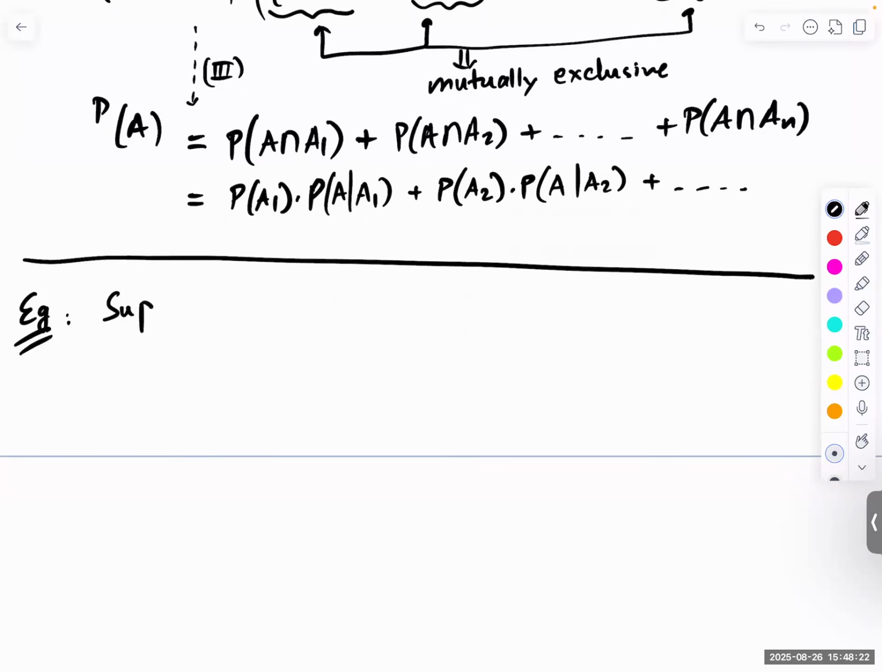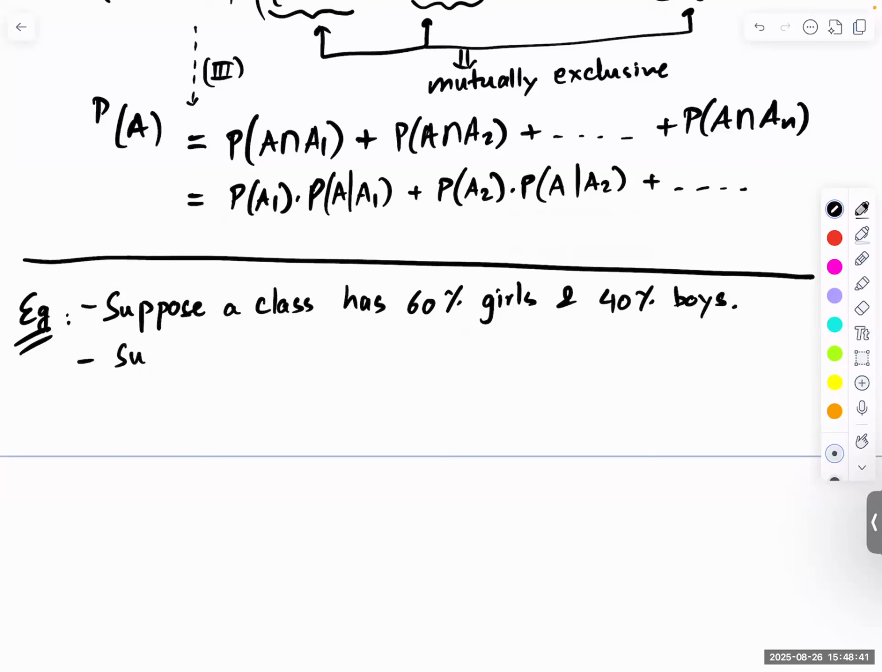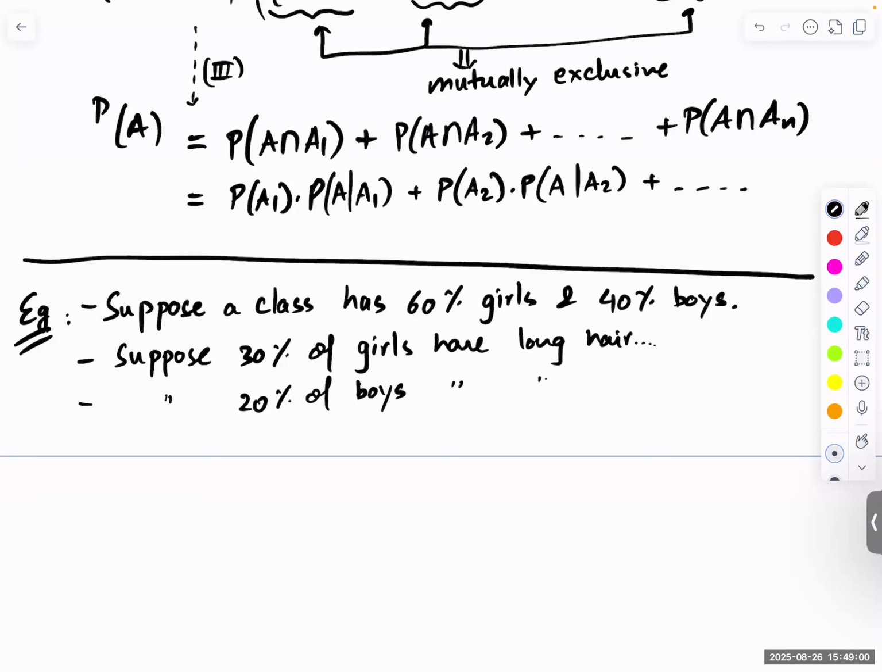Now, suppose we have a class of students. Suppose a class has 60% girls and 40% boys. We are also given that 30% of girls have long hair. Again, this is just a textbook example. And suppose that 20% of boys have long hair.